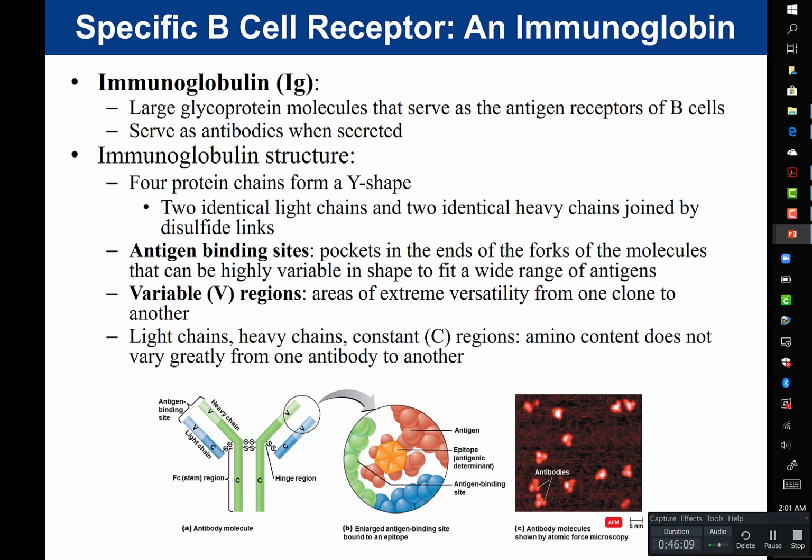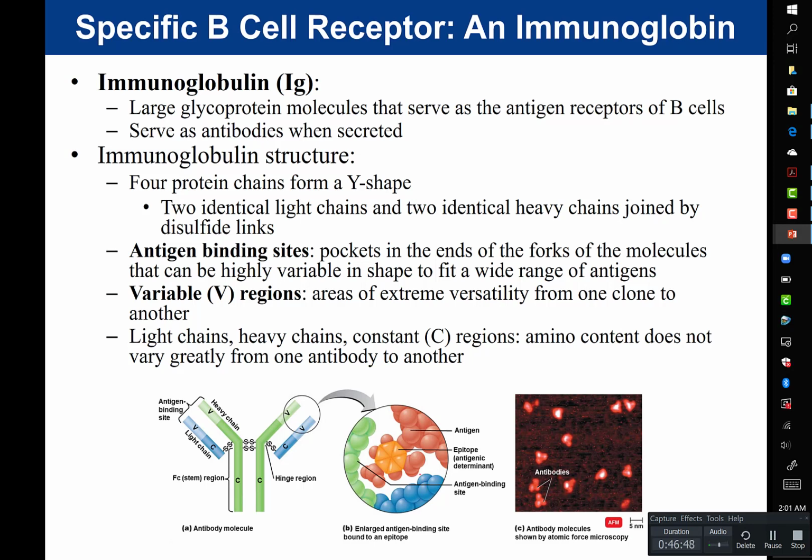Those chains are held together by disulfide bridges, these sulfur-sulfur interactions that hold them together. When we look at the structure of the antibody, we have the antigen binding site. The antigen binding site is the pocket in the end of the fork of the molecule that is highly variable in shape to fit a wide range of antigens. This is where the specificity comes into play.